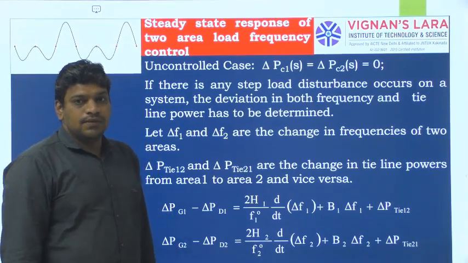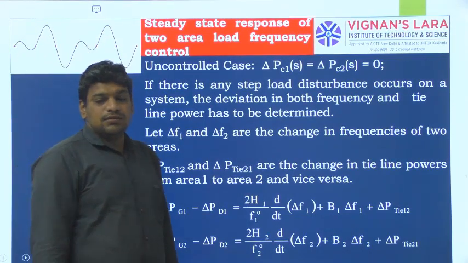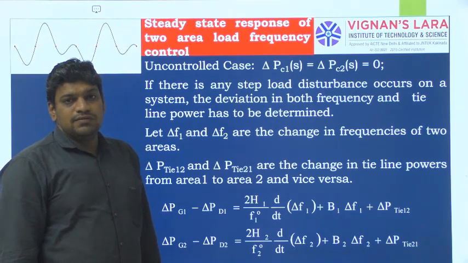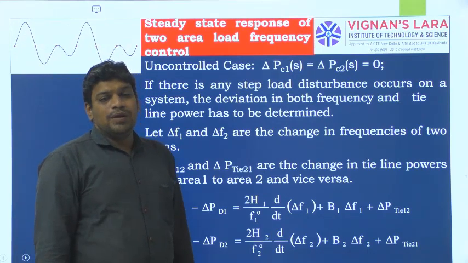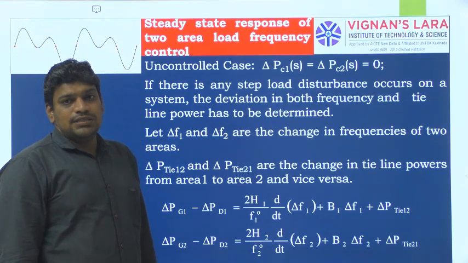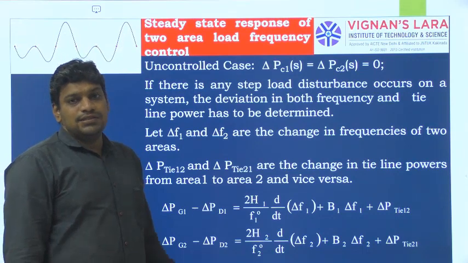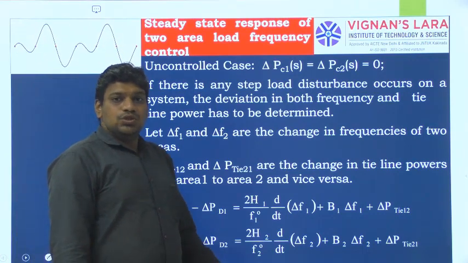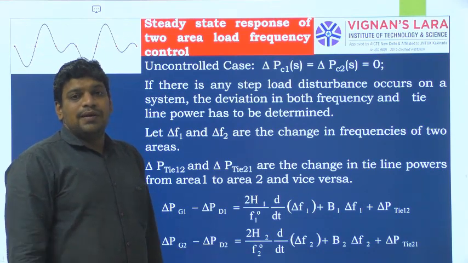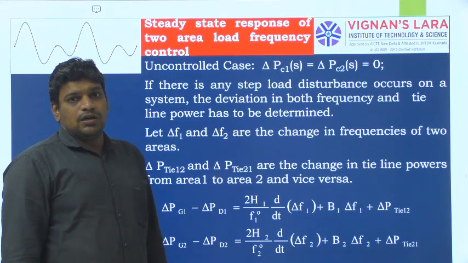Good morning. In the previous class, we have seen the development of a two-area load frequency control. In the two-area load frequency control, we have two parameters we need to control. One is the change in frequency, another one is the change in tie line power. If any disturbance occurs in the system, these two parameters are going to vary. So, these two parameters we need to bring back to the normal value by using some proper control.